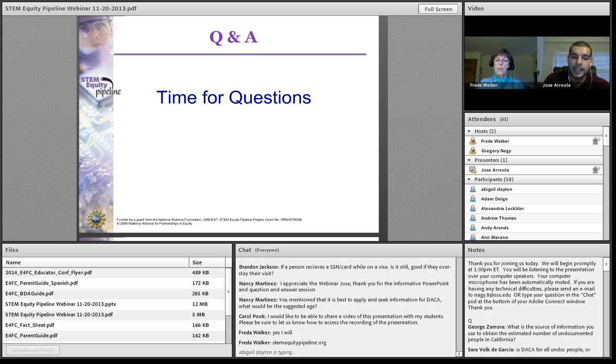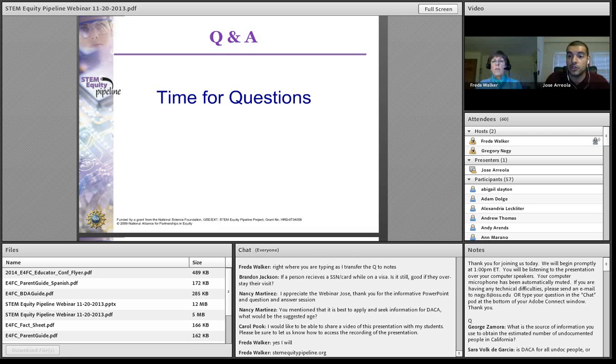Being able to move states to push forward policies like this needs to happen at all levels. So I would ask what level you're at and what sphere of influence you have. If you're an administrator, a college chancellor or university president, you can utilize your influence to push forward institutional policies.